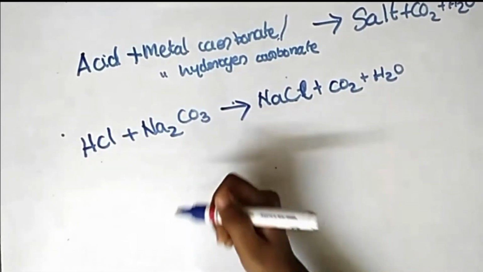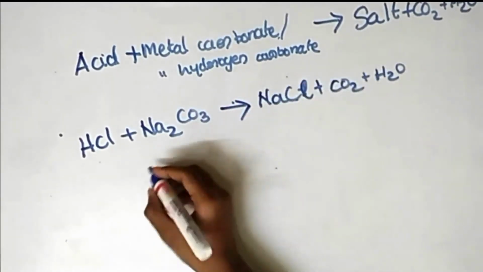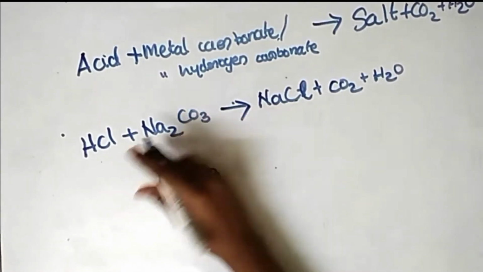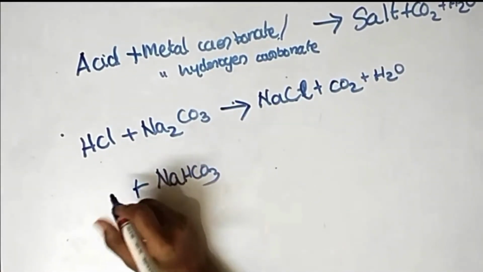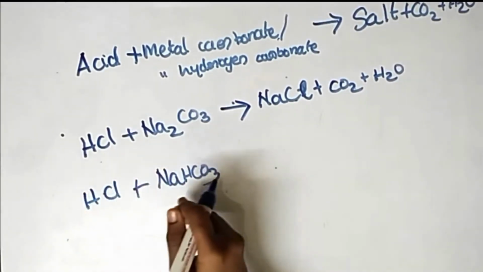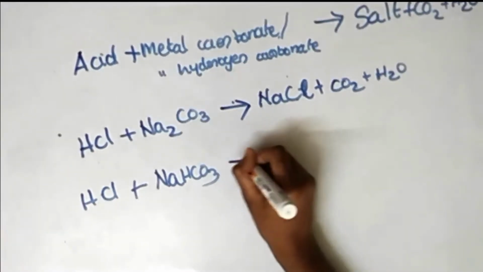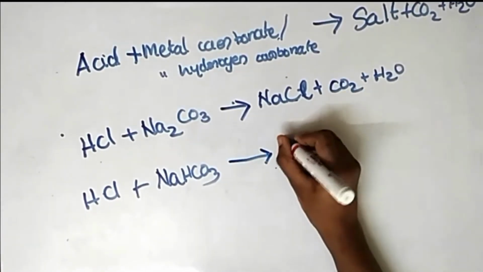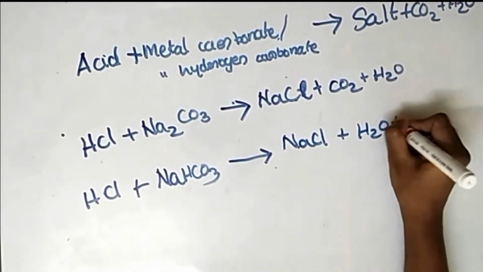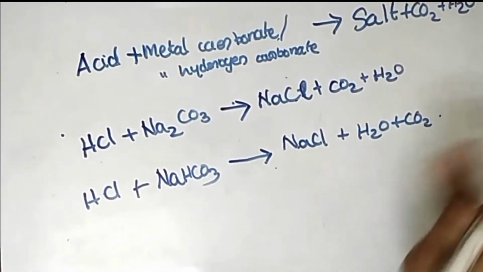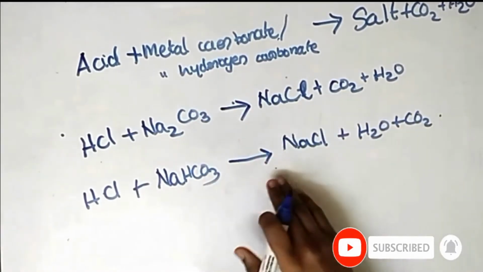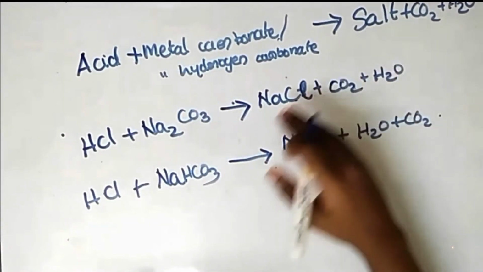Similarly, we can take a metal hydrogen carbonate, that is NaHCO3. Sodium hydrogen carbonate is an example of a metal hydrogen carbonate. So we can see what will happen when hydrochloric acid reacts with sodium hydrogen carbonate. It results in the formation of a salt, NaCl, plus water plus carbon dioxide. So when an acid reacts with a metal hydrogen carbonate, salt, water and carbon dioxide are formed.